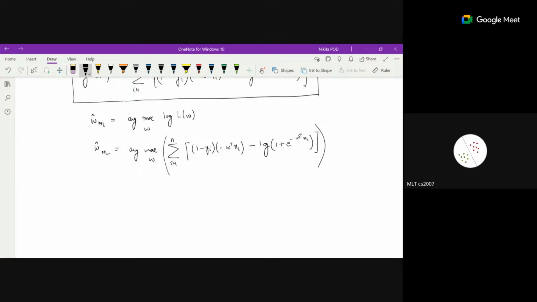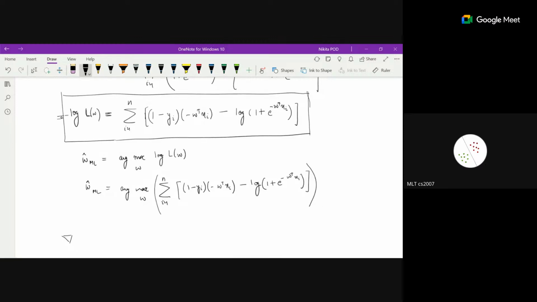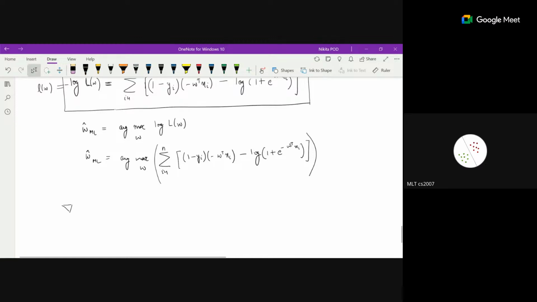We have to take the argmax over W, so we take the derivative and set it to 0. In this case we are not dealing with just one value, we are dealing with several variables. You have xi, a vector, so we have to do differentiation accordingly. We can use a gradient. Let's call log of L of W small l of W, so now I have to take the gradient of l of W.